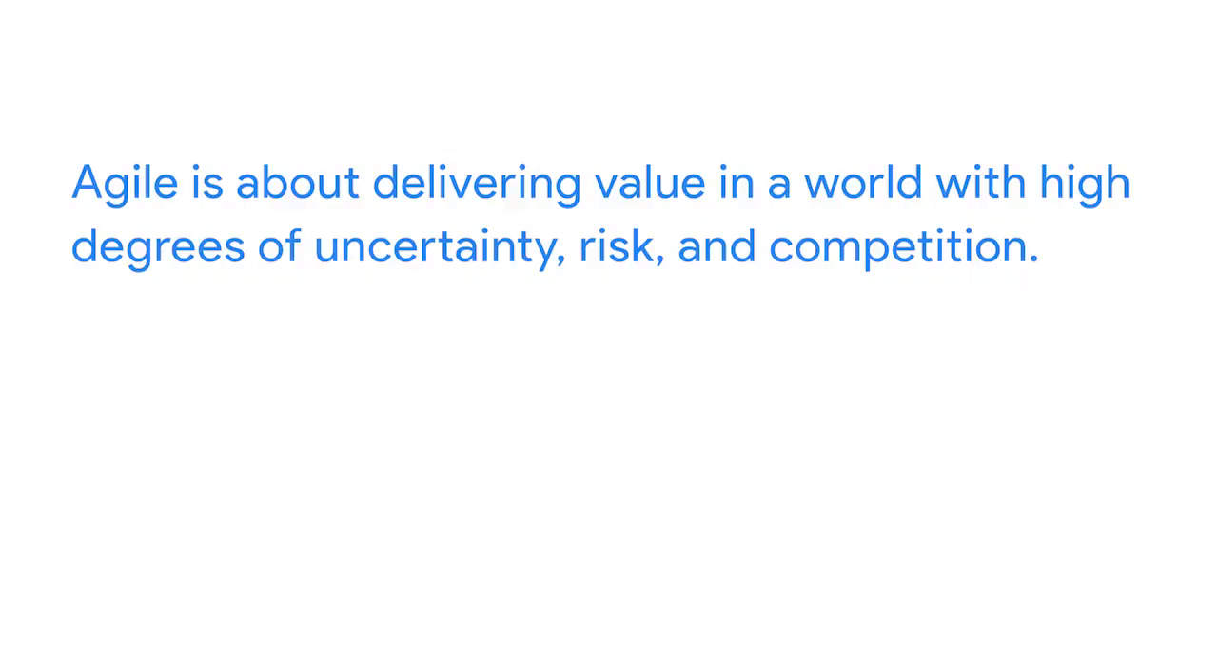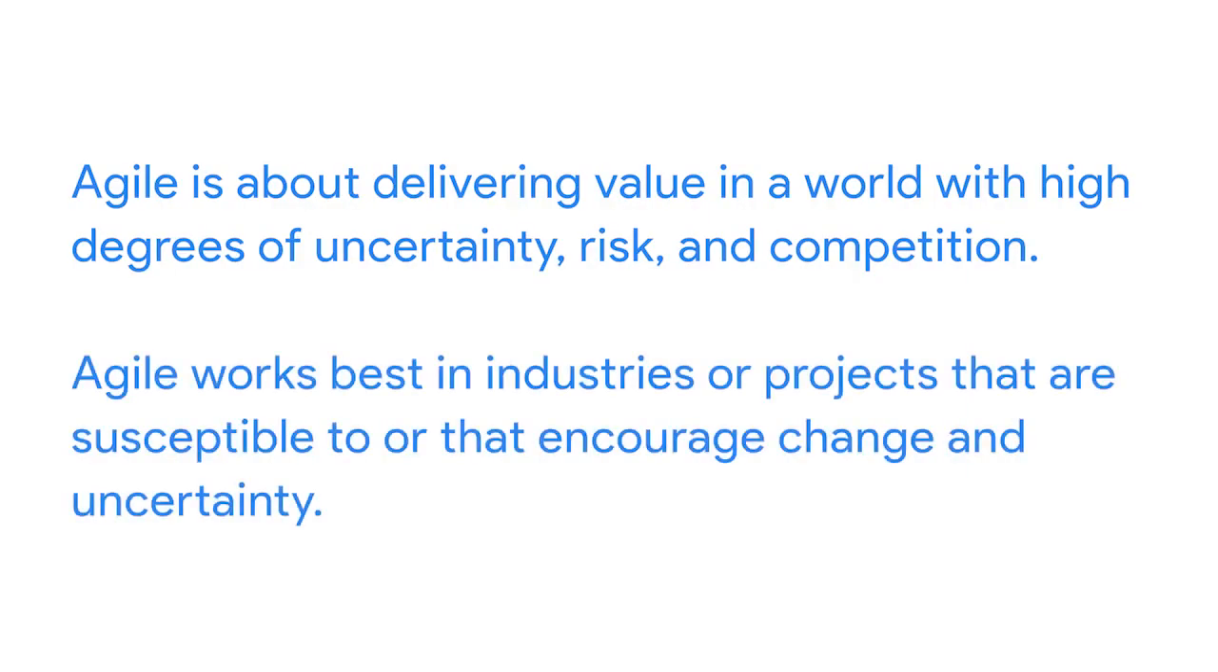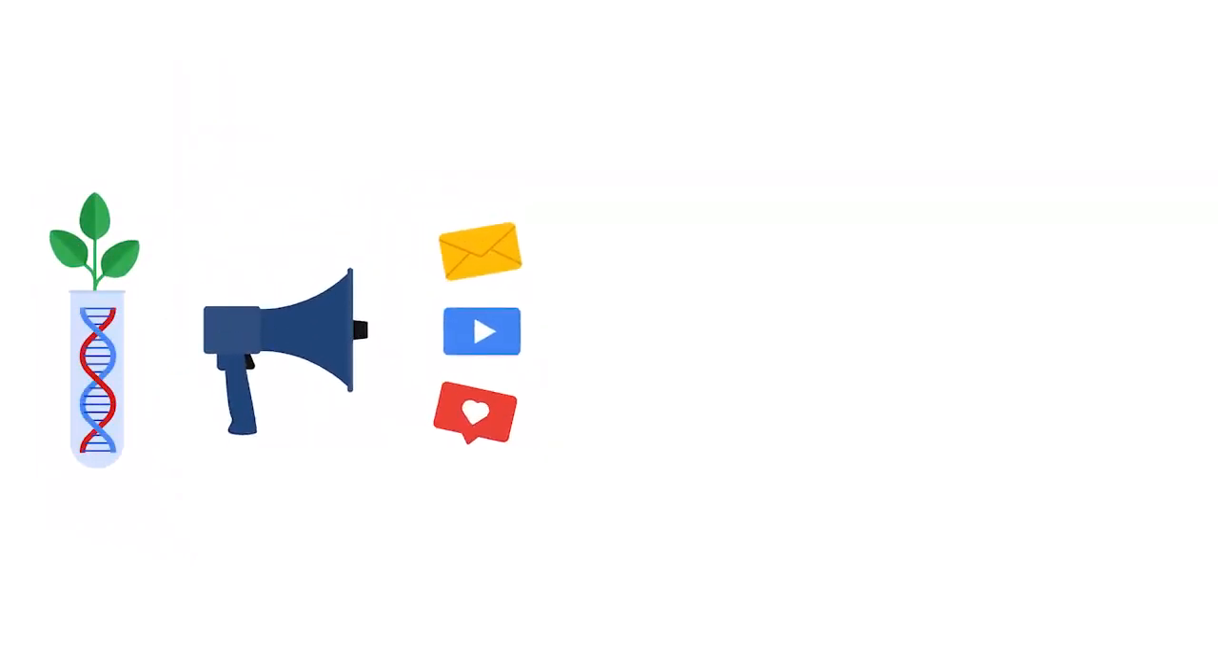It sets a team up to react as quickly as possible to new information, new market opportunities, and even new technologies. Agile works best in industries or projects that are susceptible to or that encourage change and uncertainty. What kinds of businesses or industries besides software come to mind that deal with lots of change? A few that I think of are biotechnology, with emerging vaccines, treatments, and technologies. Media, with endless new ways to share content.